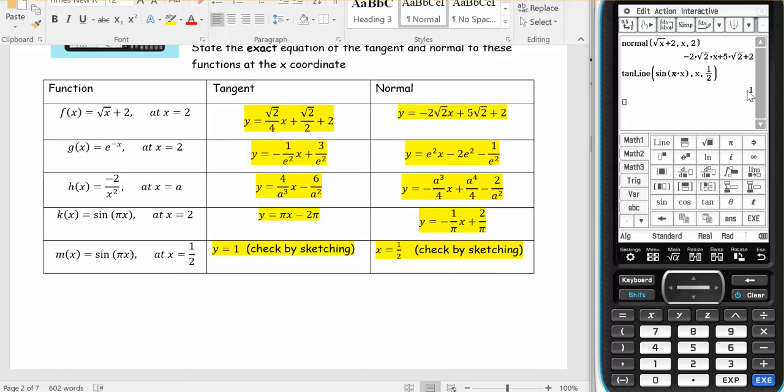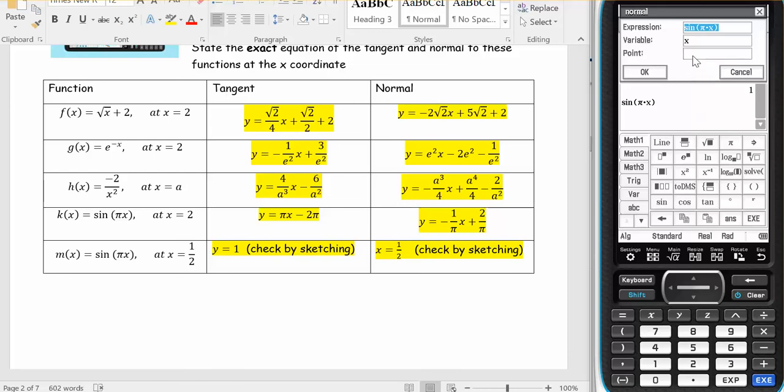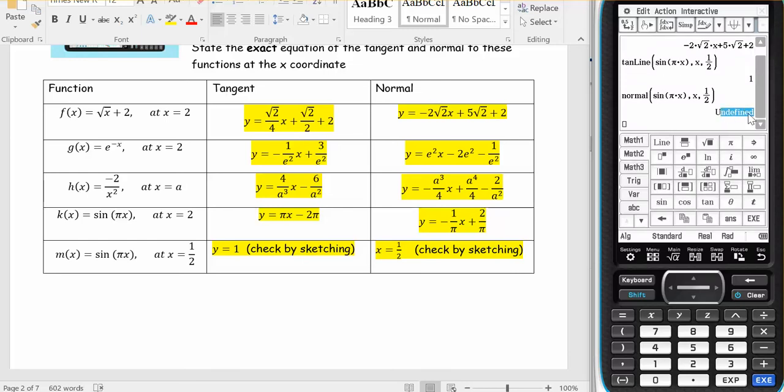it's going to give me 1, which means y equals 1, because this is always the equation of y equals 1. And if I was to consider what's going on when I do the normal at a half, I get undefined, but I get undefined because I have a vertical line.